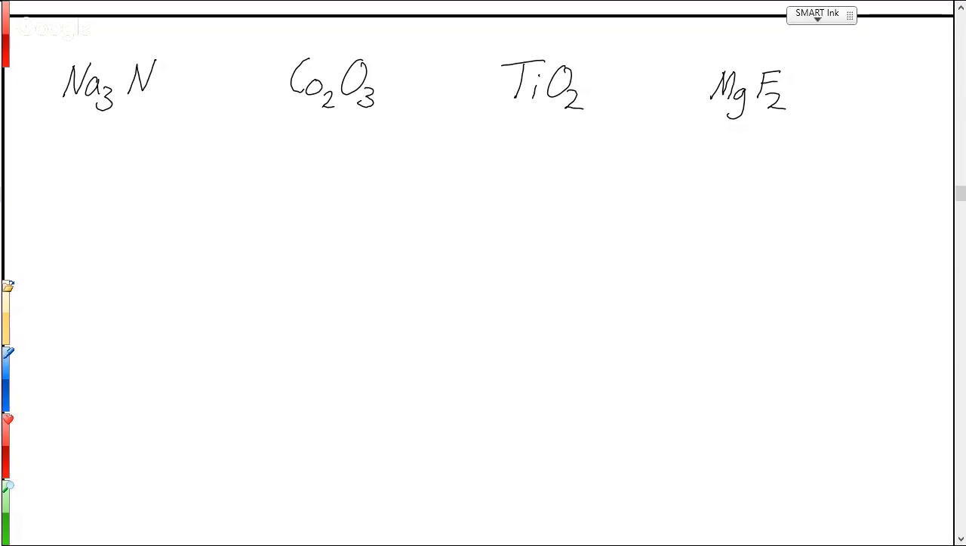All right, should we go through these? So what'd you get for that first one? Sodium nitride, yeah. You put any parentheses in there? No, because we know sodium is always +1. So that's a fixed charge. That's sodium nitride. What about the next one? Co2O3. What's the name there?